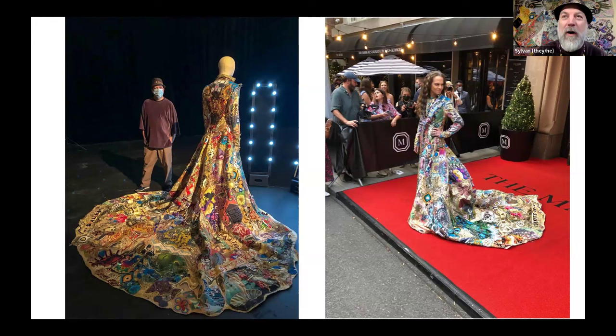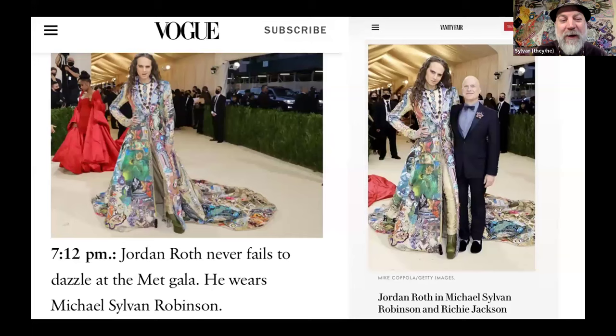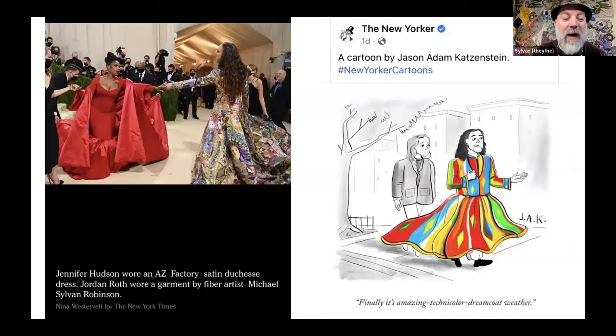the fashion moment that was about to arrive in my newsfeed, which is that maybe half an hour later, the photos started to show up. Jordan never fails to dazzle at the Met Gala. He wears Michael Sylvan Robinson, the wonderful photo from Vanity Fair of Jordan and his husband, Richie Jackson. New York Times photo of Jennifer Hudson reaching out to Jordan on the left.